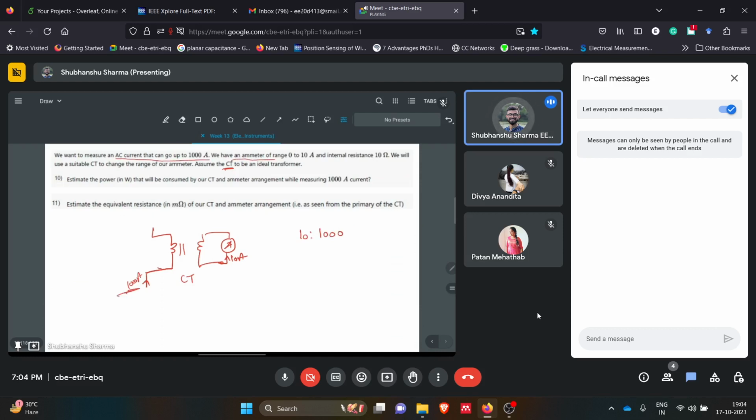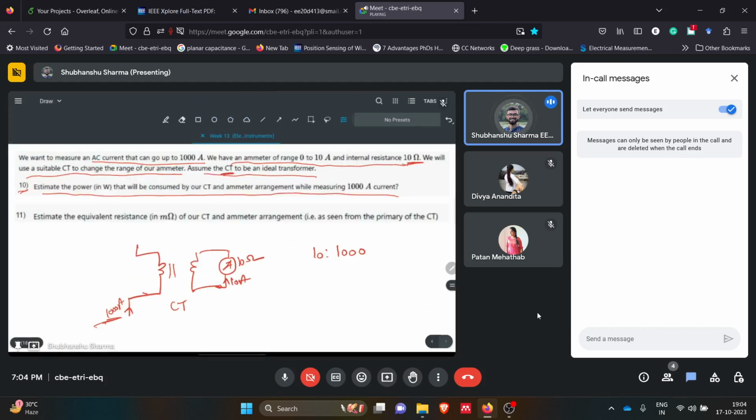We have an ammeter of range 0 to 10 amperes and internal resistance 10 ohm. To measure this current, we will use a suitable CT to change the range of our ammeter. Assume the CT to be an ideal transformer. The first part is to estimate the power that will be consumed by our CT and ammeter arrangement while measuring 1000 ampere current. These types of questions are from the assignment only.